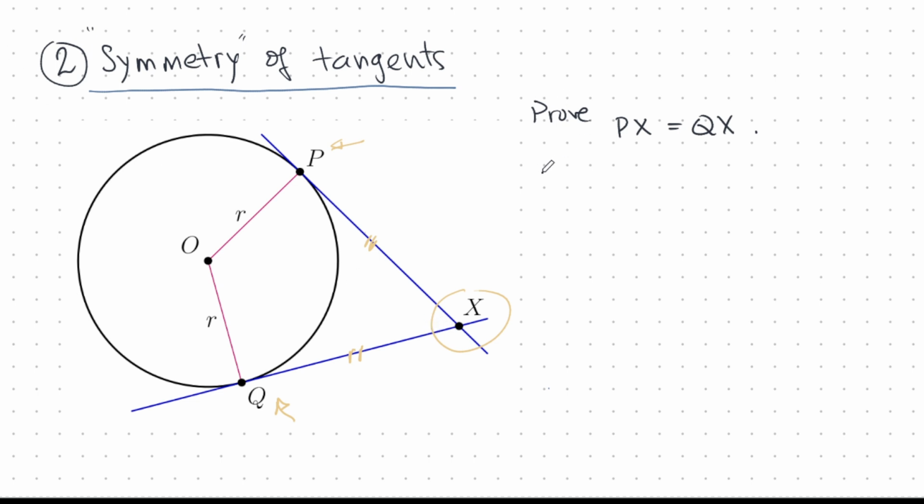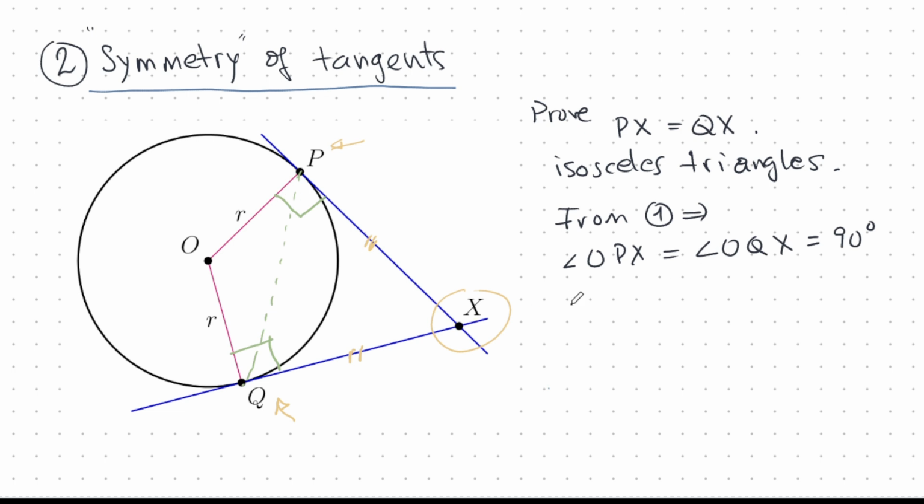But let's see. We prove this by using isosceles triangle properties. This is very interesting. So let's begin with a helper line like this. First of all, this is 90 degrees, and this is 90 degrees because of the previous proof that we did. This angle OPX is equal to this angle OQX, and they're both 90 because this is a radius and that's a tangent, just like we proved above.